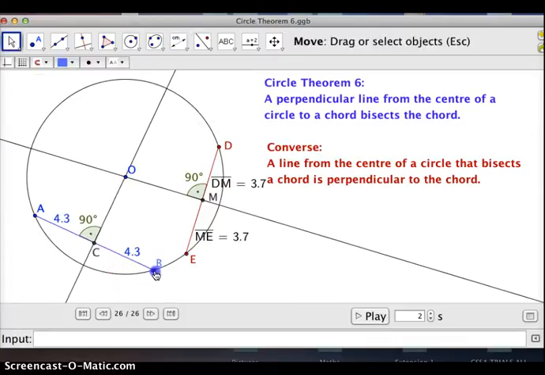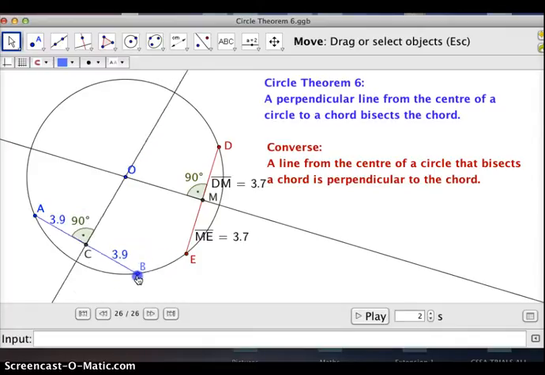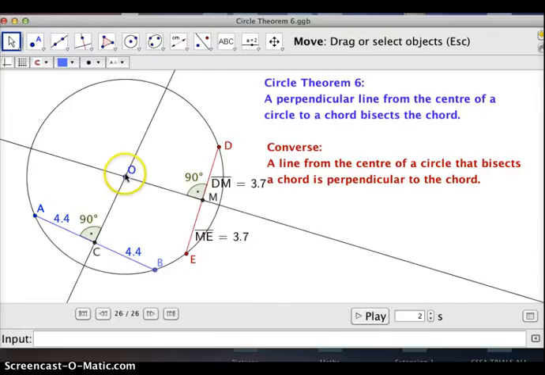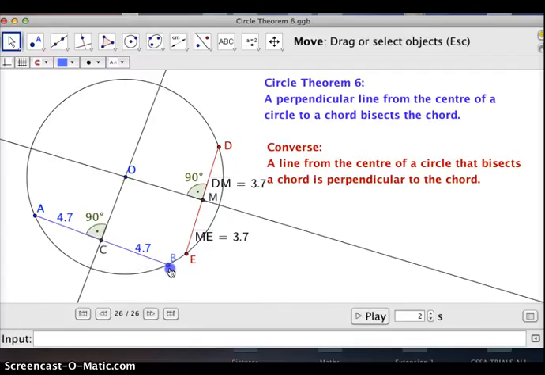So what I'm going to do, I'm dragging this chord here. Watch. I'm dragging the position of B. Notice as I drag it and the chord gets longer, I have programmed this. This line here is programmed to be perpendicular to the chord. So if we look at chord AB, OC is always perpendicular to it. It's 90 degrees. But notice if I move it and make the chord AB bigger, that C is still the midpoint of AB.